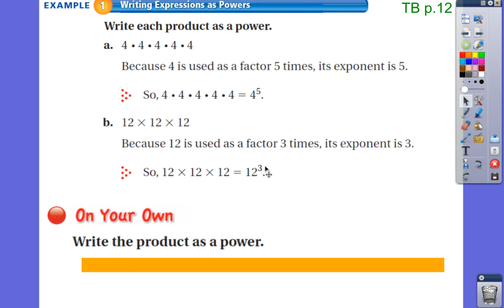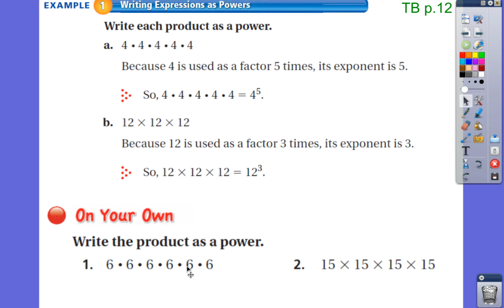Okay, you're going to see a few on your own problems. It says write the product as a power. You don't actually have to solve these problems. It's just asking you, if you were to write it with an exponent, what would your answer be? Please pause the video and in your notes, write your answer to problem 1 and 2.